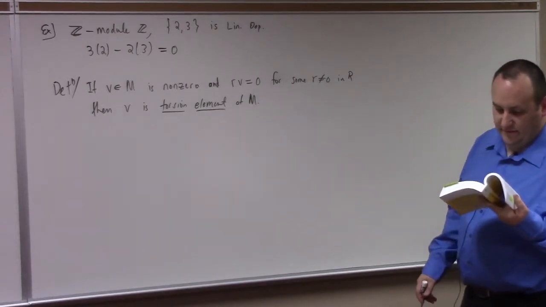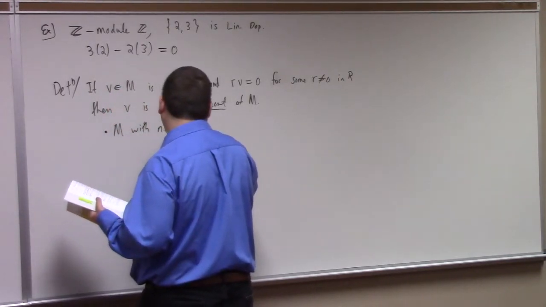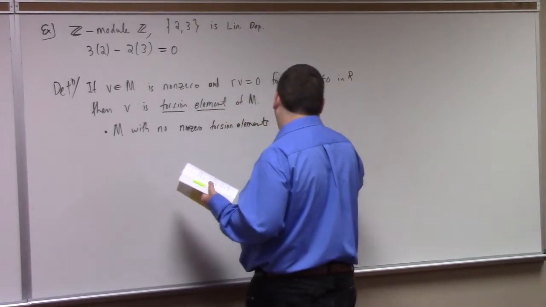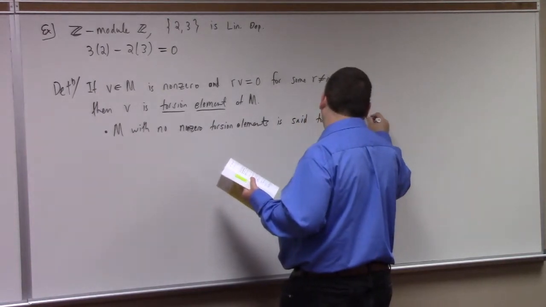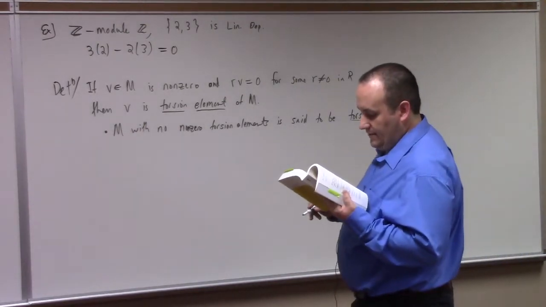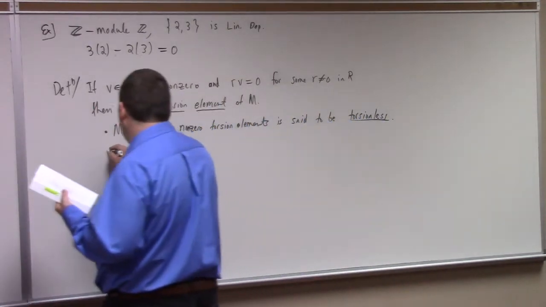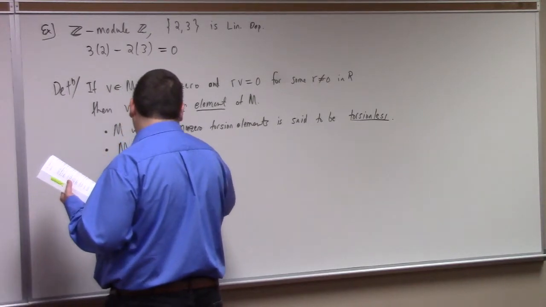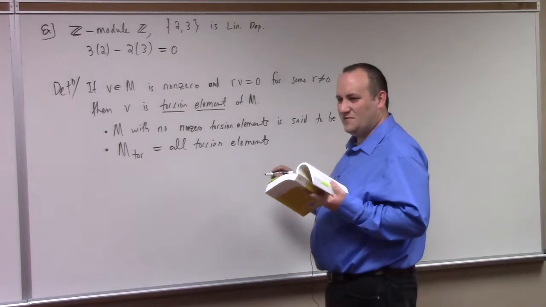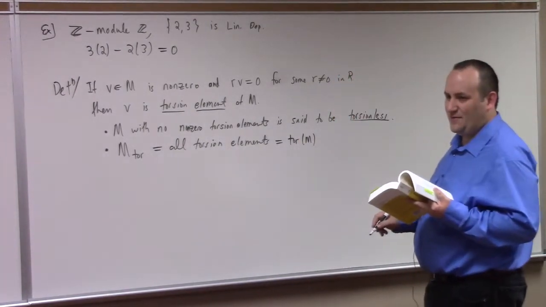A module that has no non-zero torsion elements is said to be torsion-free, or torsionless. And if all elements of M are torsion elements, then M is a torsion module. The set of all torsion elements of M together with the zero element is denoted M sub tor in this book. I believe a more common notation for this is Tor M, though I could be wrong.